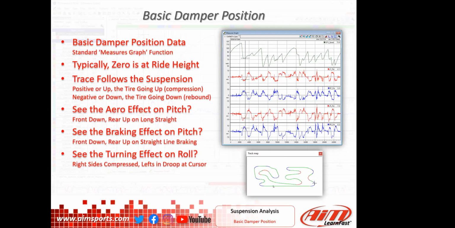This is just basic damper position data. We're not doing anything with velocities yet. We're just saying, where is that pot? And this is the raw data from the pot, no motion ratios applied to it yet. I just want to show you what it looks like. We typically zero at ride height. That's the way I like to do it. There are some people that will bring it up off the ground and set zero there and some other things, but I'm a fan of zero at ride height. It makes more mental clarity to me.